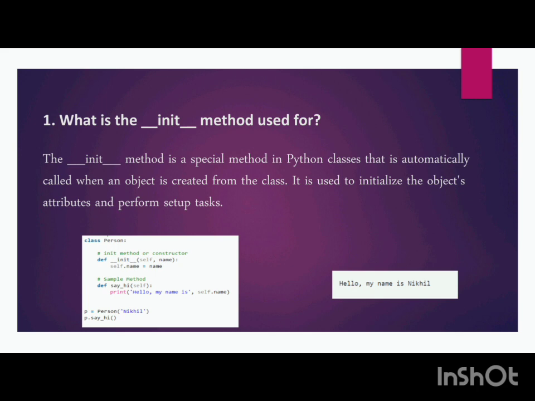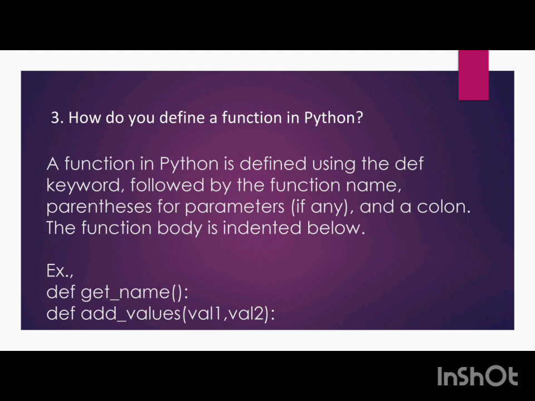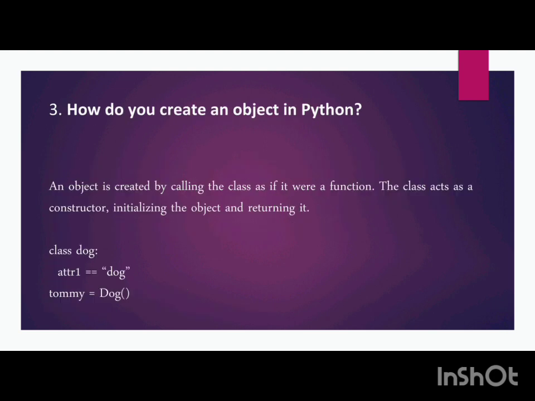Okay, let's move on to the next question. How do you define a function in Python? A function in Python is defined using the def keyword, followed by the function name, parentheses for parameters if any, and a colon. The function body is indented. In the following two examples, the first one is a function without any parameters, and the next one is a function call with two parameters.